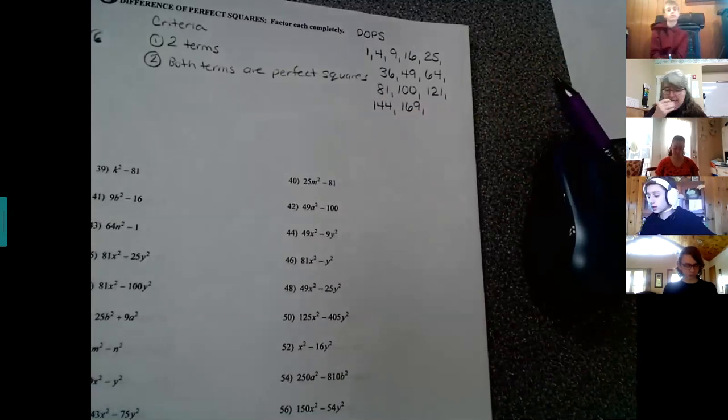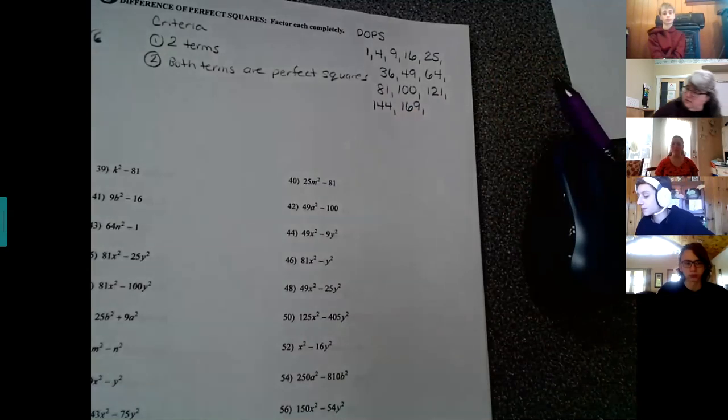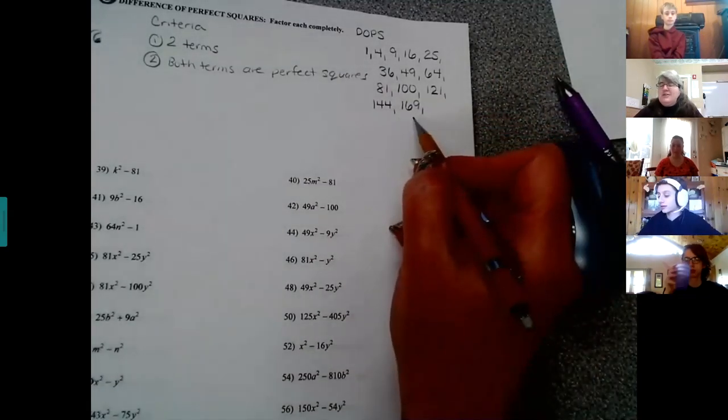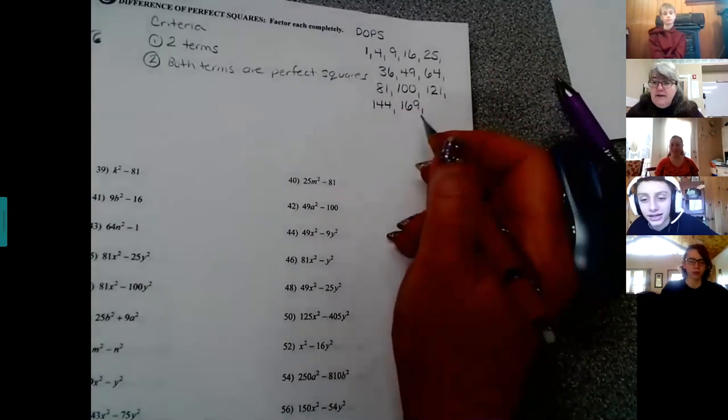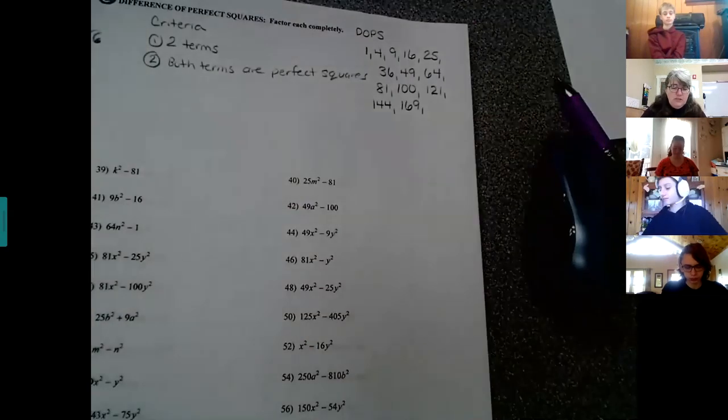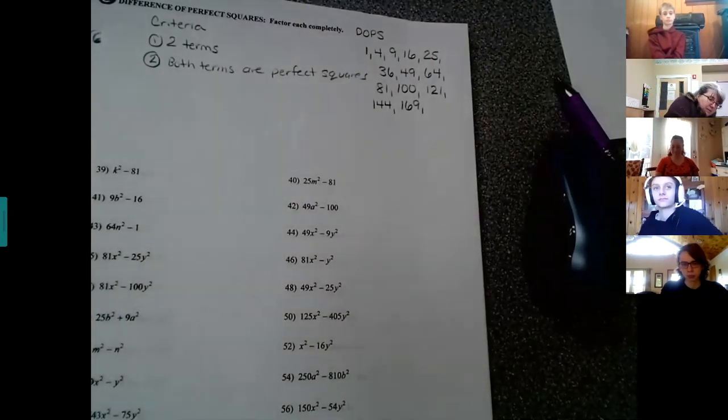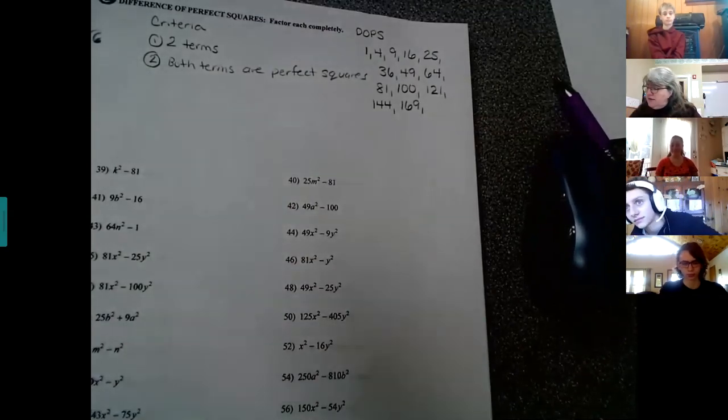17 times 17. Why would we skip 14, 15, and 16? Wait a minute. 289. I don't know what I'm doing. 13 times 13, 14 times 14. I don't know why I skipped. I'm crazy. 196. Chloe, 5 points for you on homework, because weren't you the one that just said to me, why'd we skip? Was that you? Okay, 5 points for Chloe.